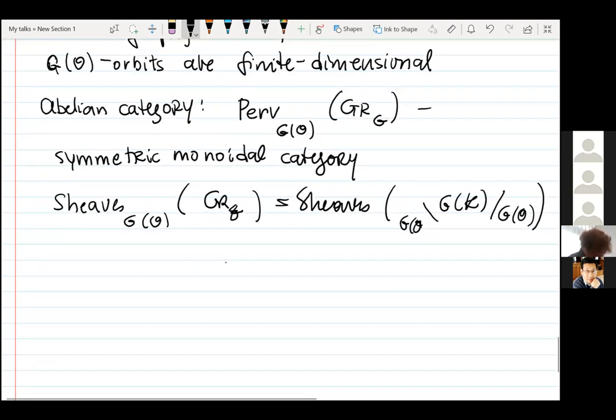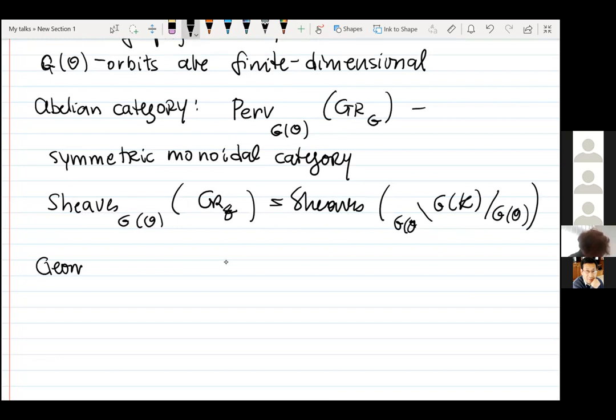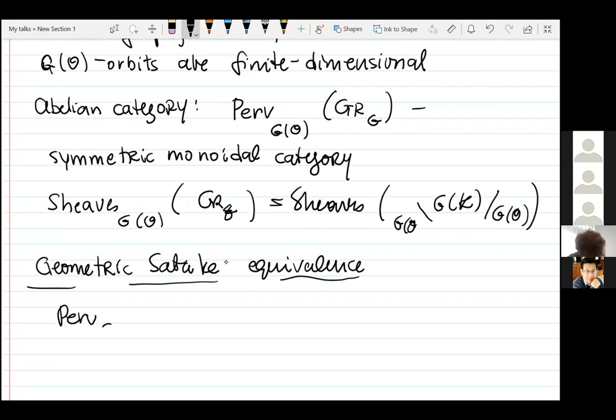Moreover, it's well known what this category is: this is the standard geometric Satake equivalence, which is the starting point for the geometric Langlands correspondence and many other things. It says that this category of perverse sheaves, G of O equivariant on the affine Grassmannian, is naturally equivalent to the category of finite dimensional representations of the group G check. That's a well-known fact, but I want to upgrade it. I want to discuss what happens if on the left we consider the equivariant derived category.